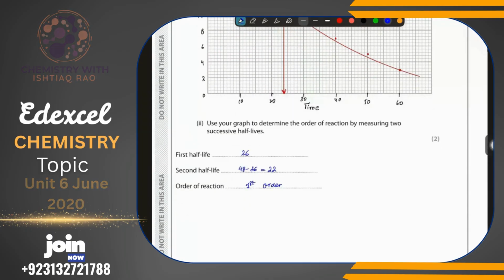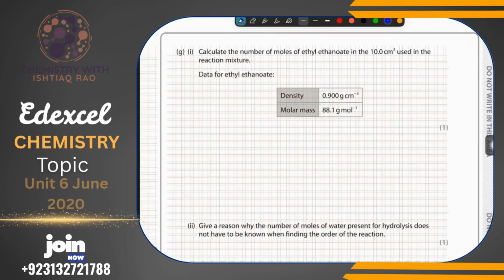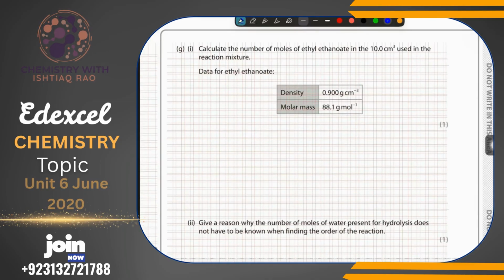Okay, calculate the number of moles of ethyl ethanoate in the 10 cm cubed used in the reaction. Make sure the data for ethyl ethanoate is this one. They have given you the density and the molar mass. So what am I supposed to do? Calculate the moles of 0.900 grams of ethyl ethanoate, multiplied by moles, 88.1 grams per mole. I'm supposed to divide it, I think.